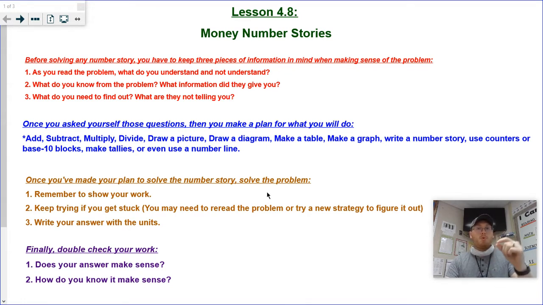Next, once you've made a plan to solve the number story, solve the problem. This is the most important part. Once you've asked those three questions and made a plan of what you're going to do, then you solve the problem. One, remember to show your work.